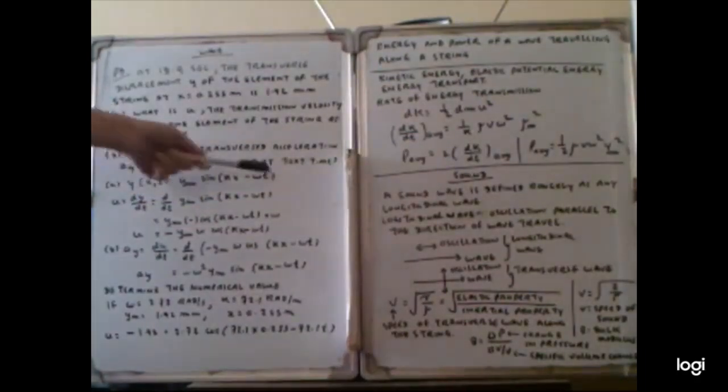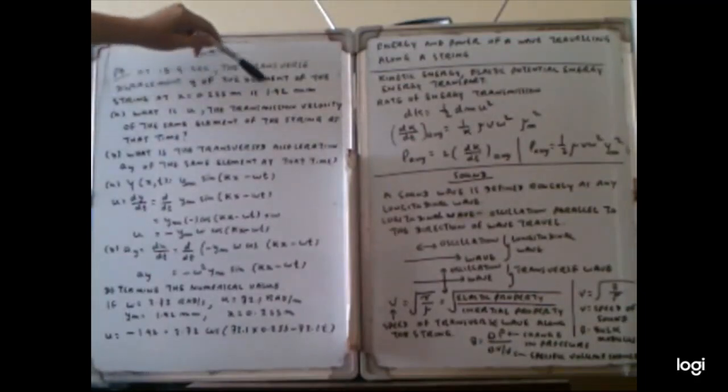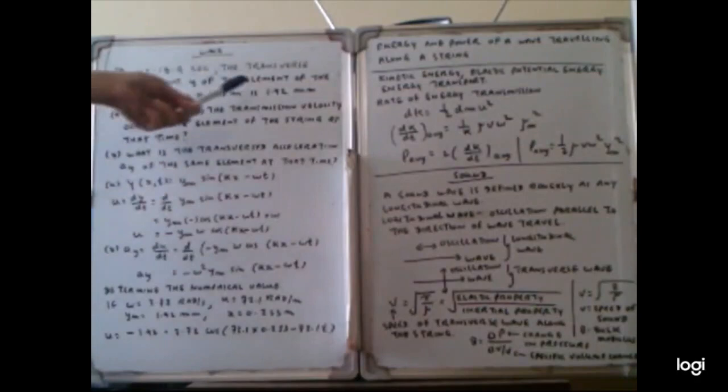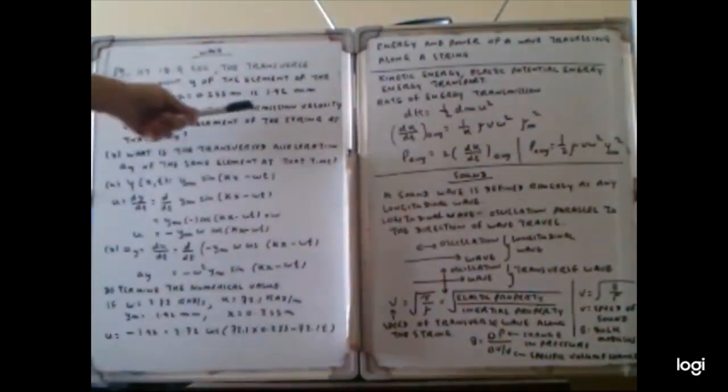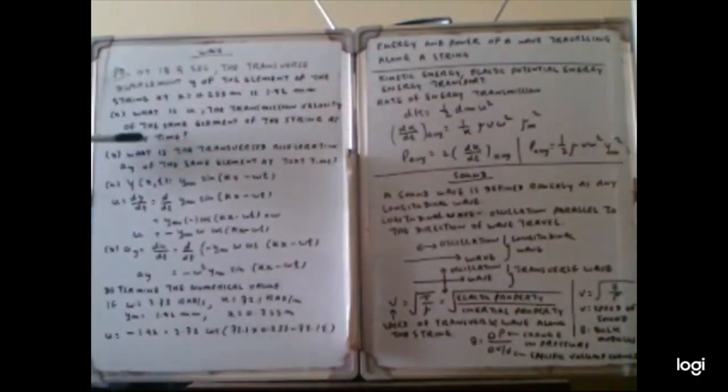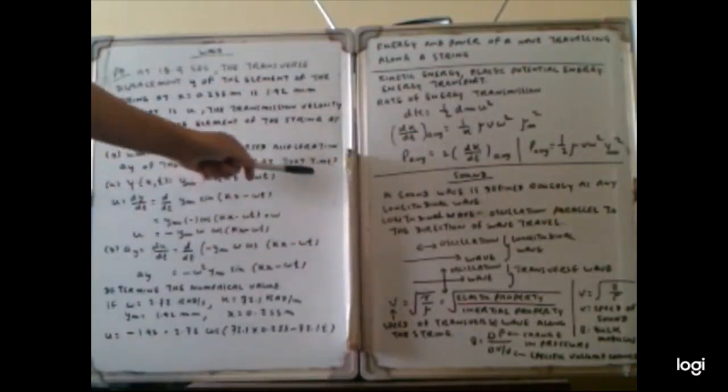So based on this equation we solve this problem. At t equal to 18.9 seconds, the transverse displacement y of the element of the string at x equal to 0.215 meter is 1.92 millimeter. So in this case, y is 1.92 and x is 0.215. A, what is the k? We have to calculate that k value, and then u, the transverse velocity of the string element at that time. B, what is the transverse acceleration ay of the string element at that time?